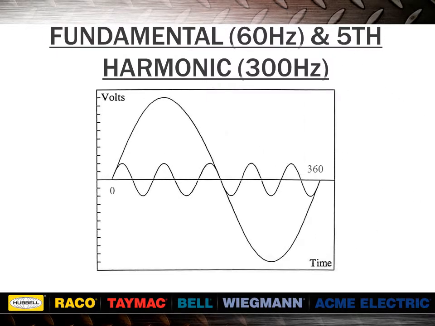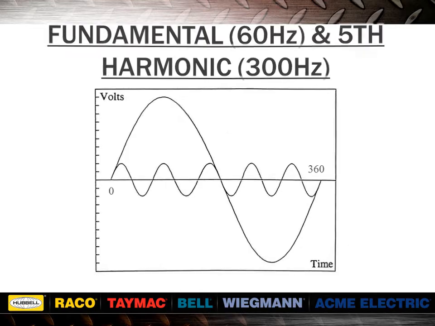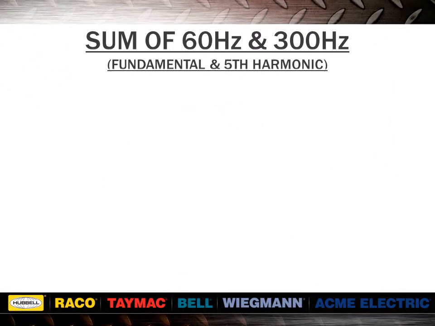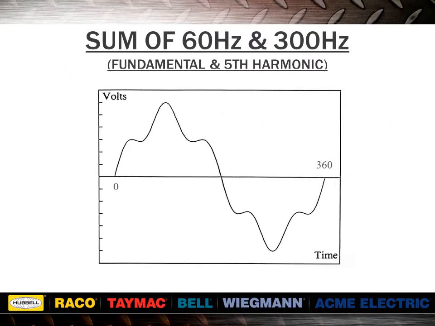Both the fundamental 60 Hz and the fifth harmonic 300 Hz are purely sinusoidal. All harmonic frequencies are sinusoidal when viewed individually. In the next slide, we will see that they can appear as complex or distorted waves when viewed simultaneously. Here, we see a typical waveform of fundamental and fifth harmonic together. Notice the distorted or non-linear shape.